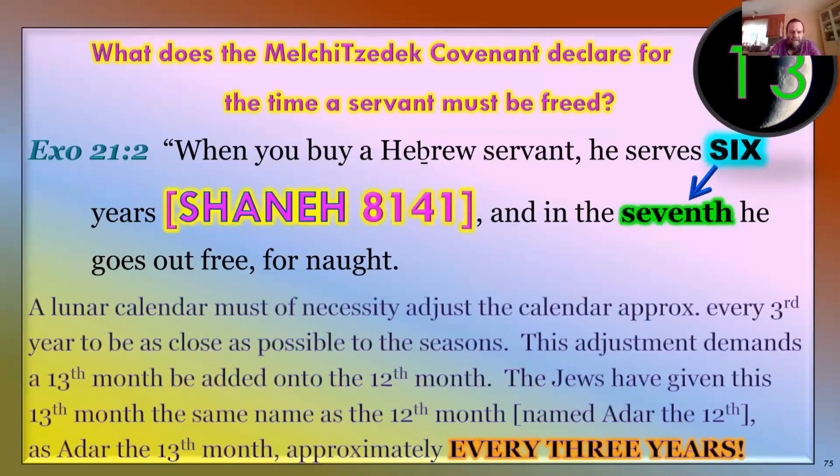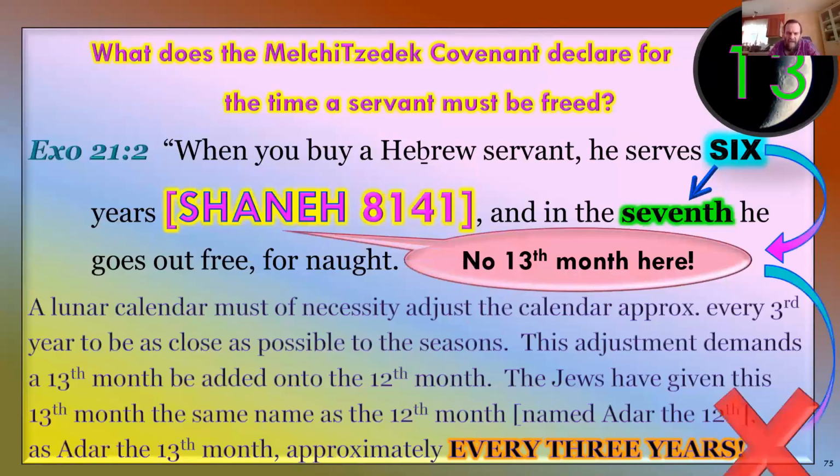A lunar calendar must of necessity adjust approximately every 3rd year to be as close as possible to the seasons. This adjustment demands a 13th month to be added onto the 12th month. The Jews have given this 13th month the same name as the 12th month, Adar, the 12th as Adar, the 13th month as Adar. And this happens approximately every 3 years. Yet in Shaneh, in which the Hebrew servant is required to work, there is no 13th month. It does not happen.